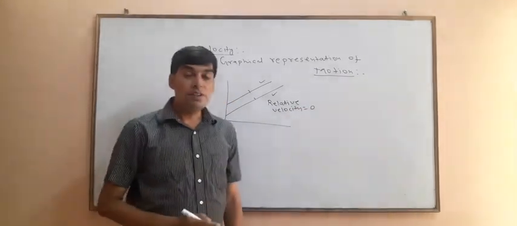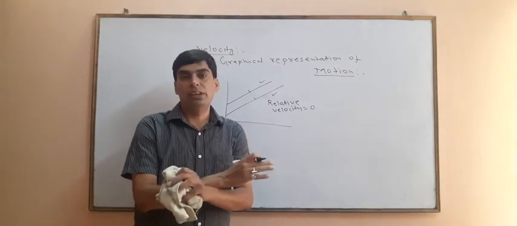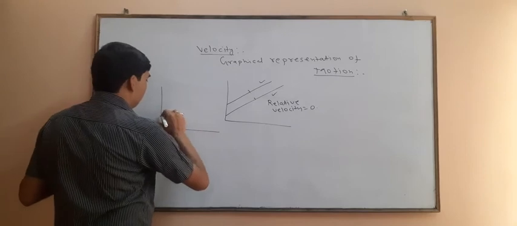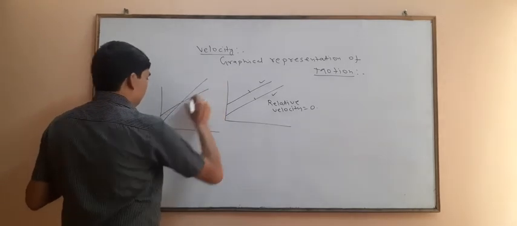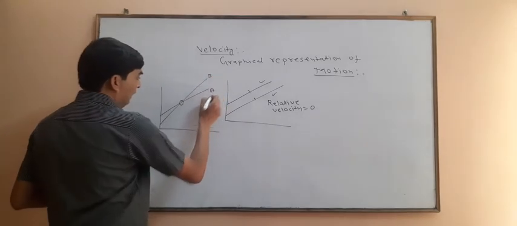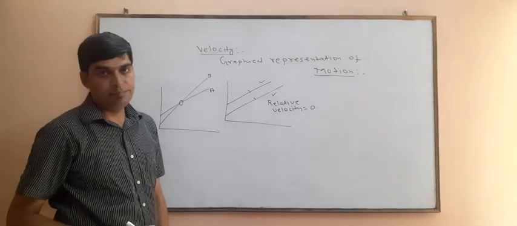But when the two bodies' lines are intersecting each other, that means they are crossing each other. So in that case, the nature of the graph will be like this, at this point. Suppose this is B and this one is A, the body B has chased the body A.